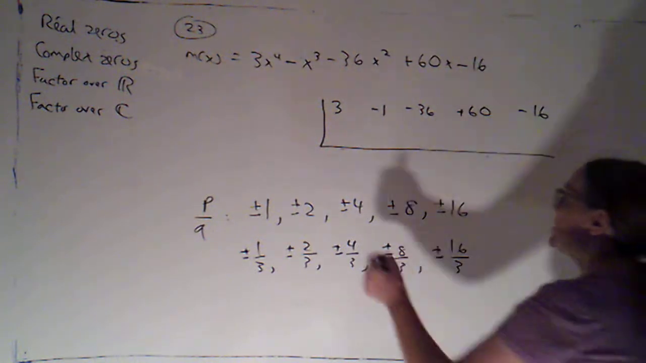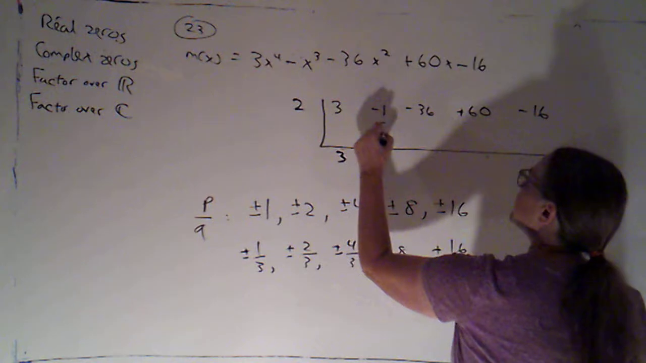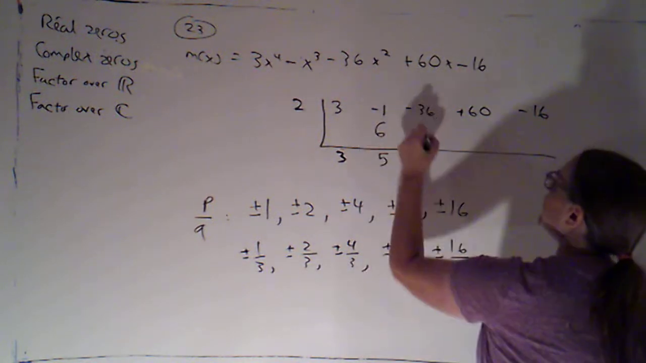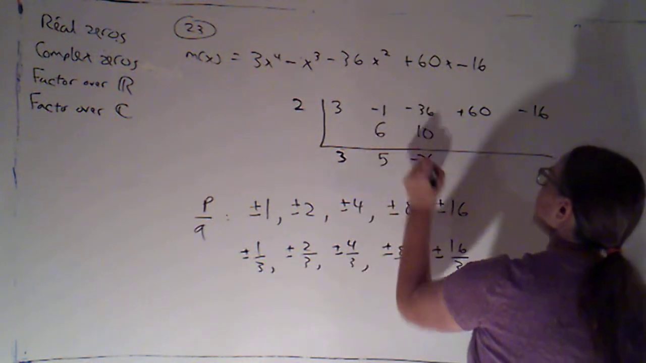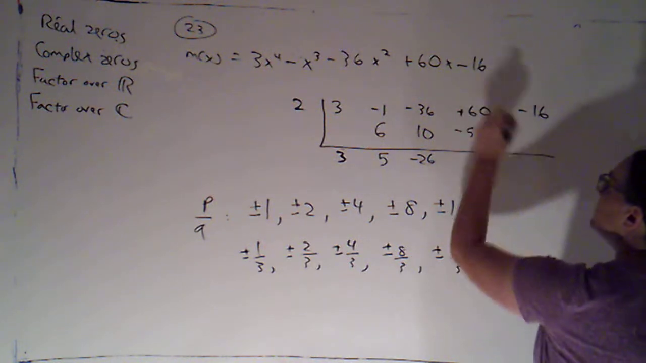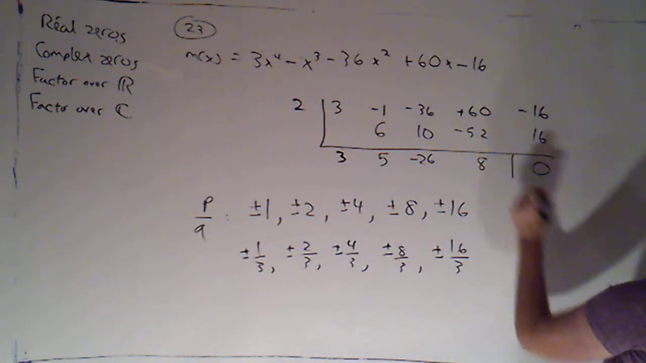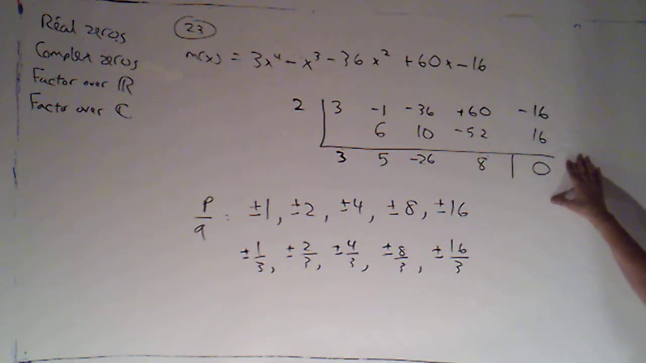Usually there's a little bit of error in the trial and error. Okay, so I'm going to try 2. All right, we bring down the 3. Times 2 is 6. Add to get 5. Times 2 is 10. That gives me negative 26. Times 2 is negative 52. We add to get 8. Times 2 is 16, and that's very nice. That did work.